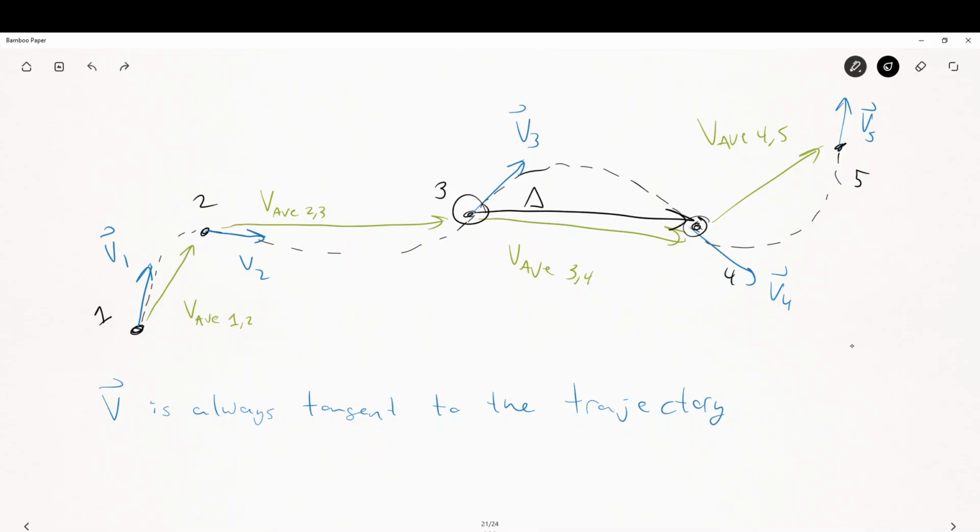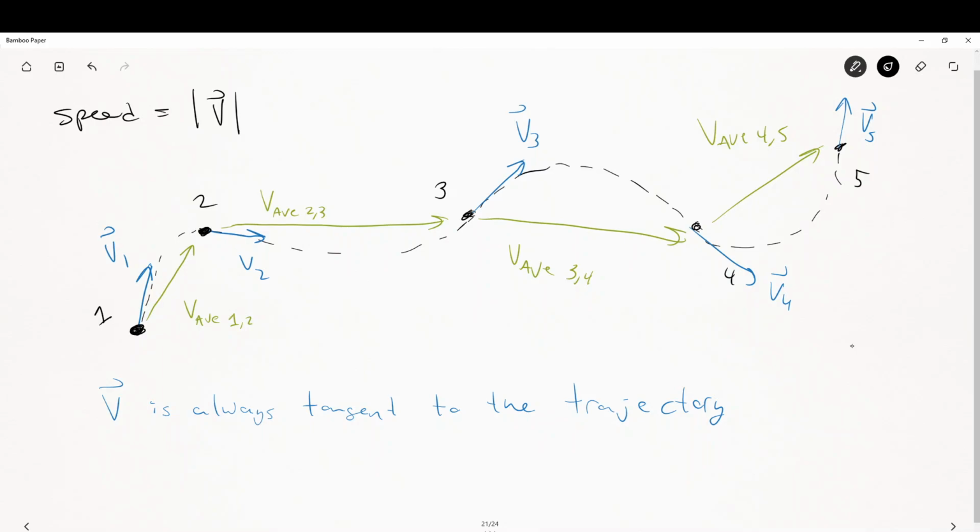The instantaneous velocity isn't associated with two points, but always just one single point. And the instantaneous velocity is always tangent to the trajectory. And so that means that the instantaneous velocity is always pointing in the direction you're moving at that instant in time, and the magnitude of that is your speed. So speed is the magnitude of velocity. Okay.